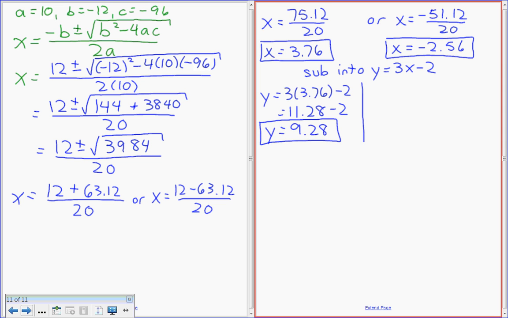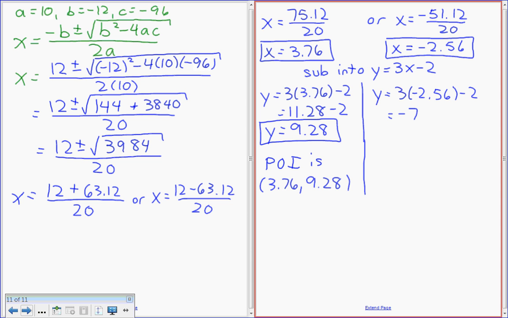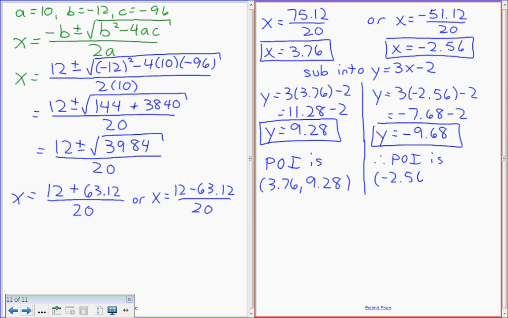So here the POI is 3.76 and 9.28. Over here, we're going to say y equals 3 times negative 2.56 minus 2. 2.56 times 3 is negative 7.68. Y equals negative 9.68. Therefore, the POI is negative 2.56, negative 9.68. Okay.